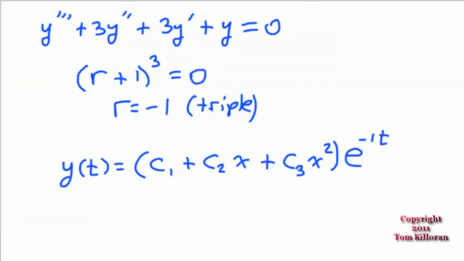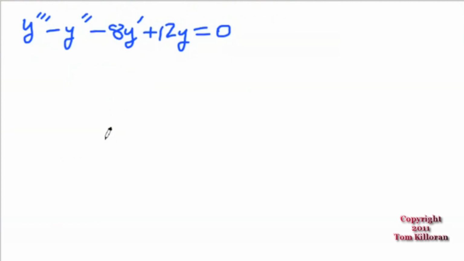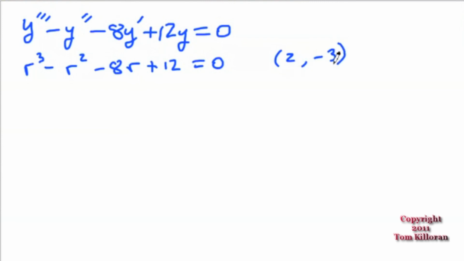All right, let's change it around a little bit. Say we have this equation. Now, the characteristic on this is, of course, r cubed minus r squared minus 8r plus 12 is equal to 0. And it doesn't factor very nicely. You'd have to use a little synthetic division. The factors of 12 are 1, 2, 3, 4, 6 and 12. And the ones that work are positive 2 and negative 3. So if you do the synthetic division, you're going to find that 2 and negative 3 are the roots of this equation. But it doesn't tell you until you factor it if they're double roots or triple roots or whatnot.